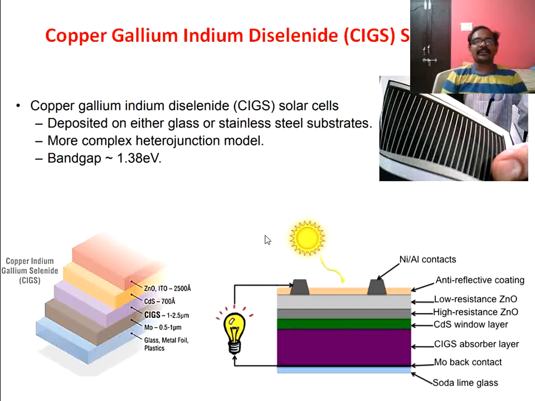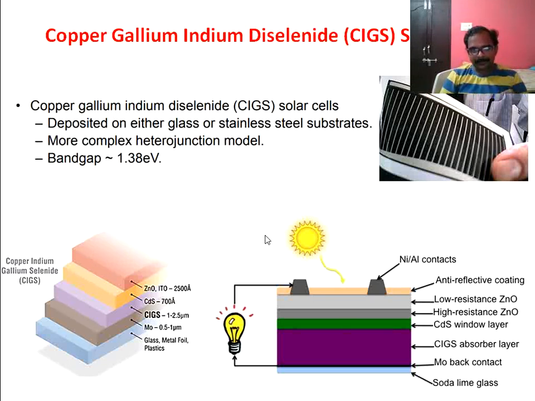Now let's talk about copper indium gallium diselenide, or copper gallium indium diselenide, CIGS. We can call it anyway. Copper gallium indium diselenide solar cells. Here the concept is the same. But what is the difference here?